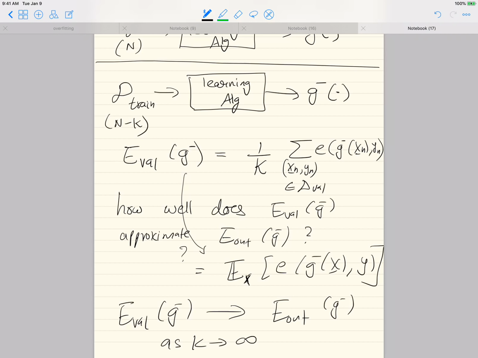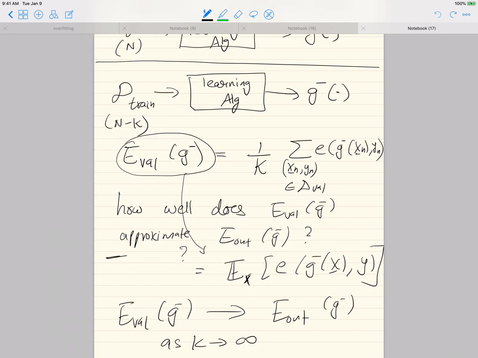What if I take the expected value? See, we said Eval of G minus is random, right? Because Dval is random. What if I take the expected value over Dval of Eval of G minus? There's a lot here.